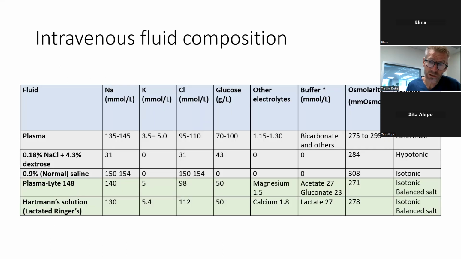When we talk about the sorts of fluids, it's useful to know that this old fluid, 0.18% saline, is a hypotonic fluid. Normal saline is an isotonic fluid, and Hartmann's solution is isotonic and a balanced salt solution. So it won't lead to hyponatremia, and it also has some other salts in it, other electrolytes that are helpful for sick children.